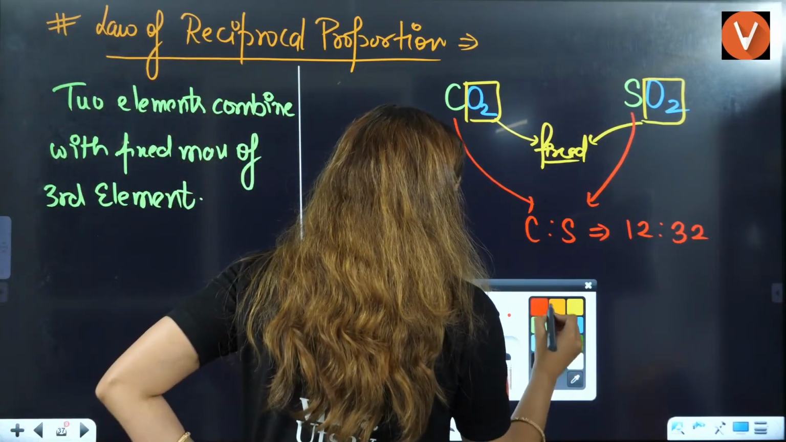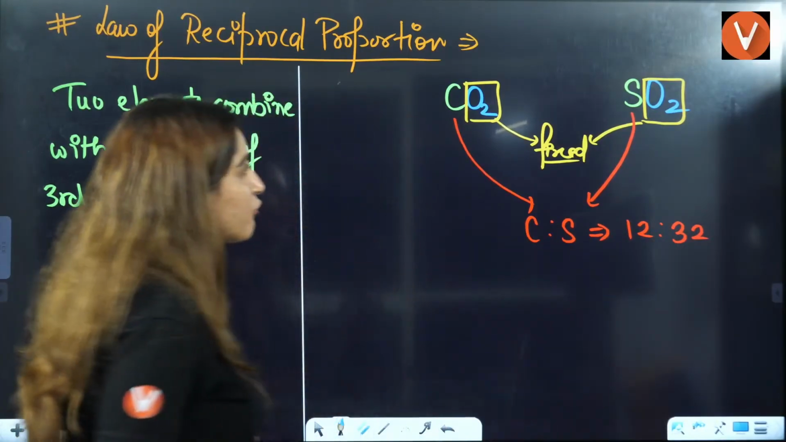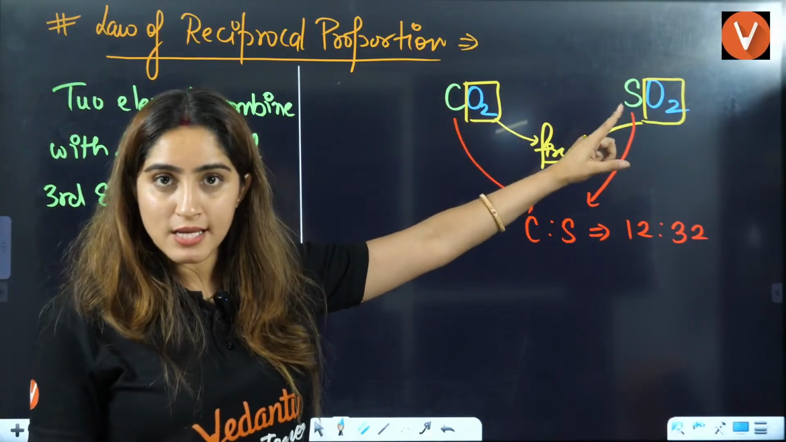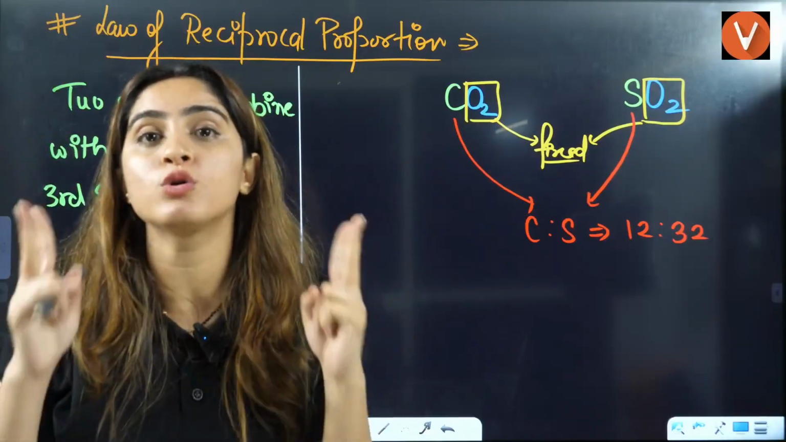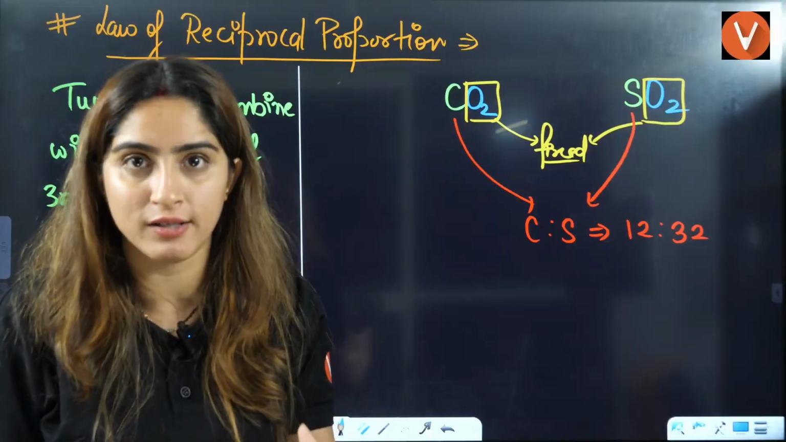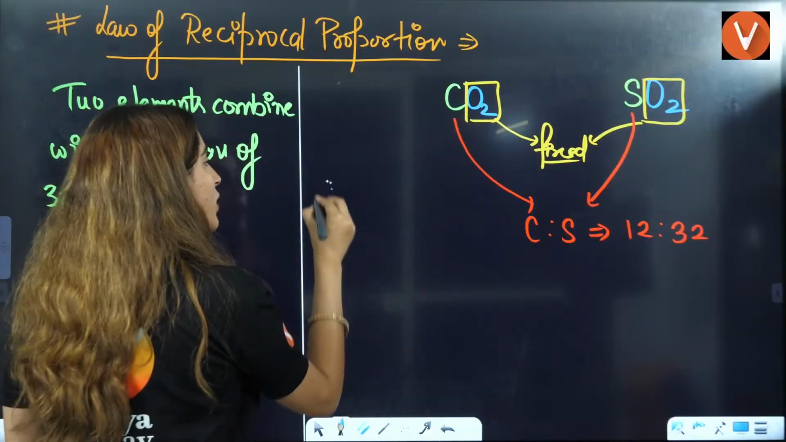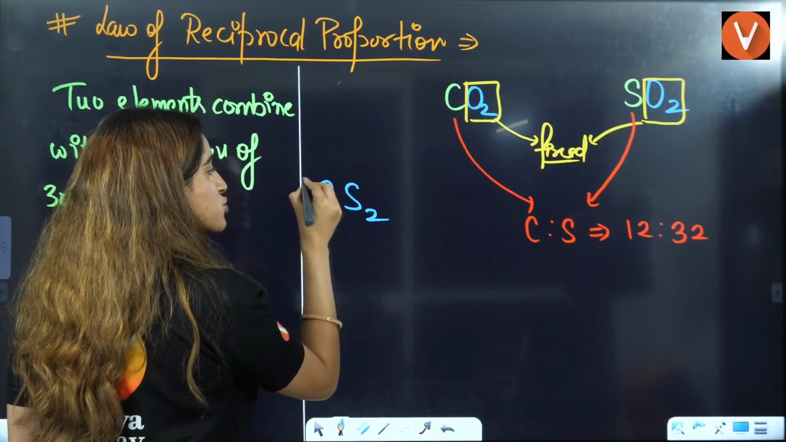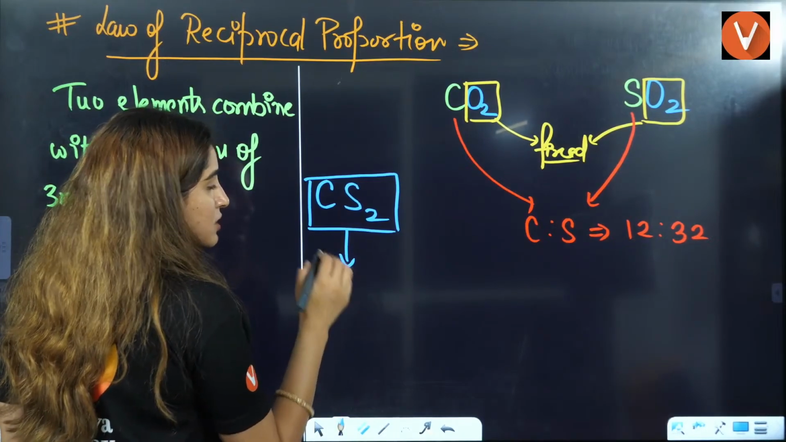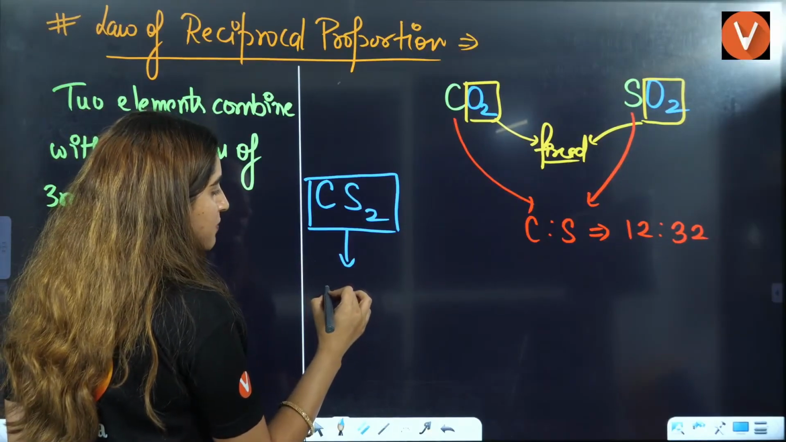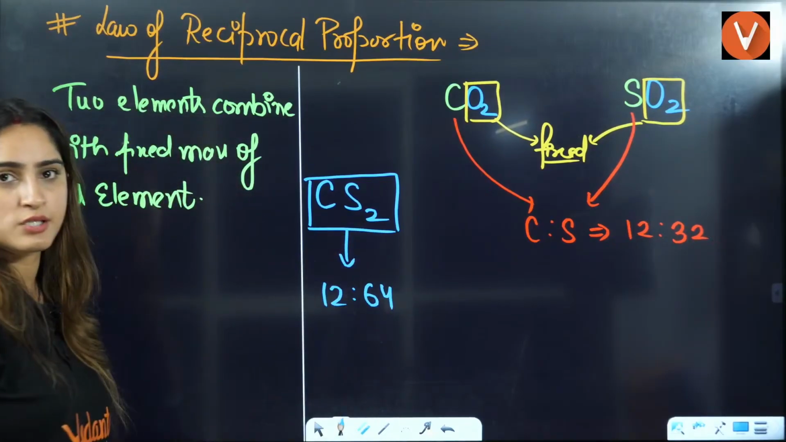Now, the other statement is that if two elements combine with the fixed mass of a third element, then this ratio is going to be equal to what? If these two elements combine together, they will form CS2. And CS2 is carbon disulfide, right? So carbon is 12 and sulfur is 32 into 2, which is 64.